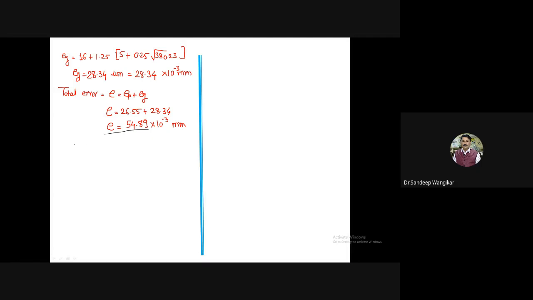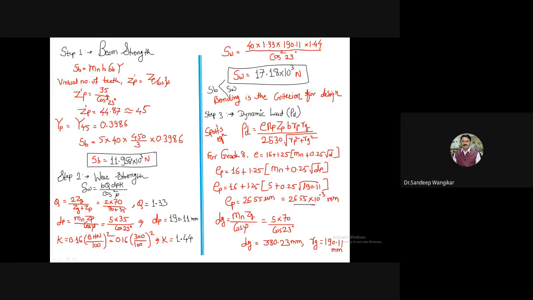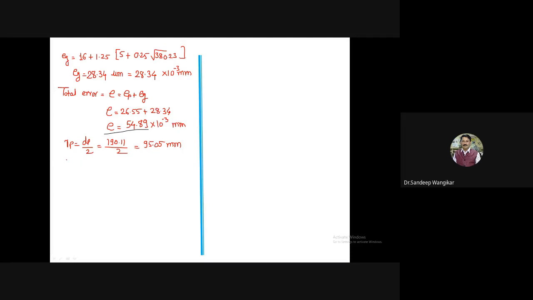Okay, and I don't have this RP value, so I will say RP is equal to dP divided by 2, 190.11 divided by 2. So I will say here 95.05 millimeter. Okay. RG value 190.11. We have already calculated RG value. RG 190.11. In this case, now total error is over. Now I will substitute values.